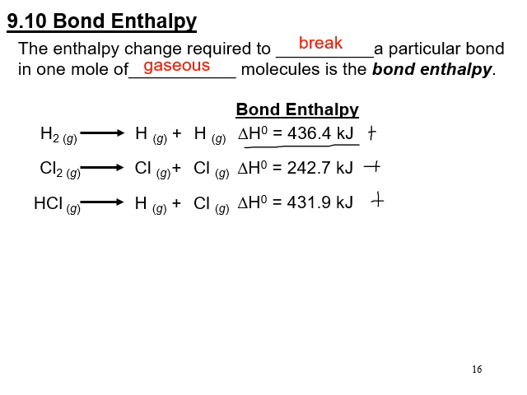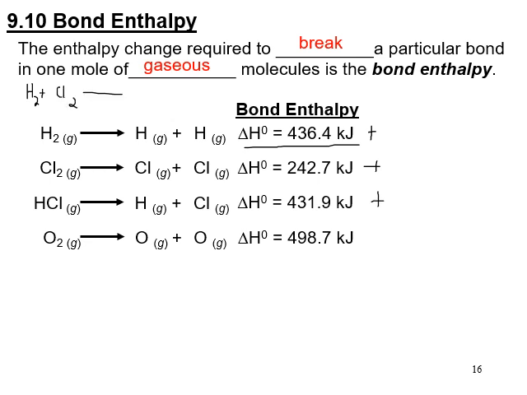Alternatively, when we look at a chemical reaction, let's say we take hydrogen and we react it with chlorine and we make hydrogen chloride, and that is a gas. Now, on this slide, you see that you have the bond enthalpy for the HH bond, the ClCl bond, and the HCl bond.